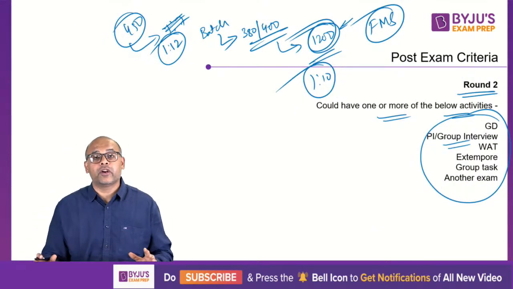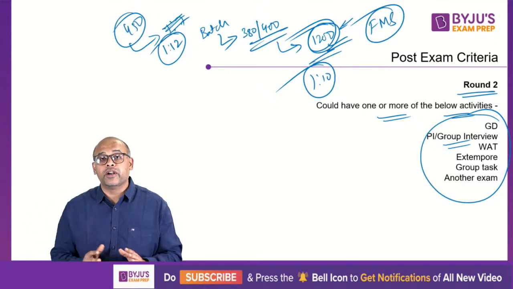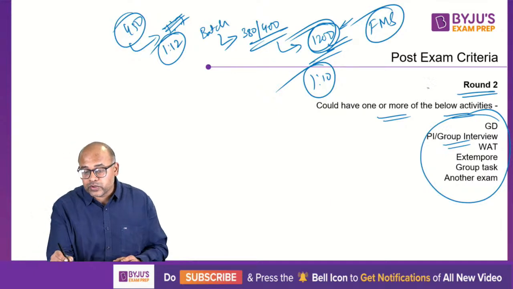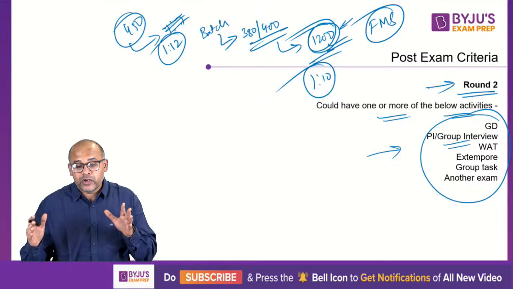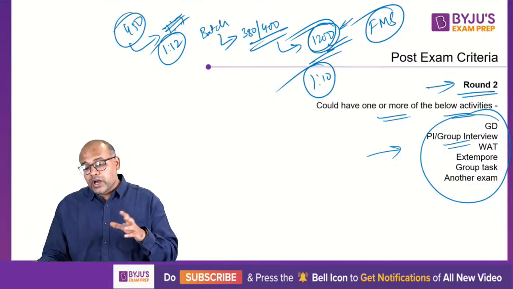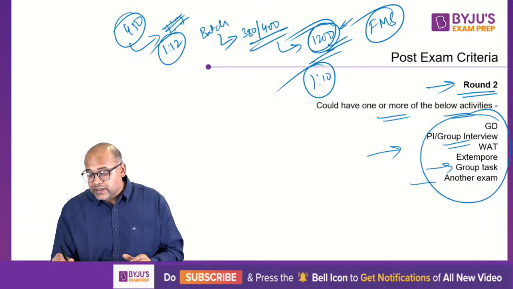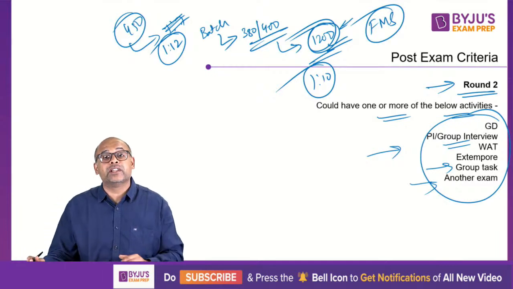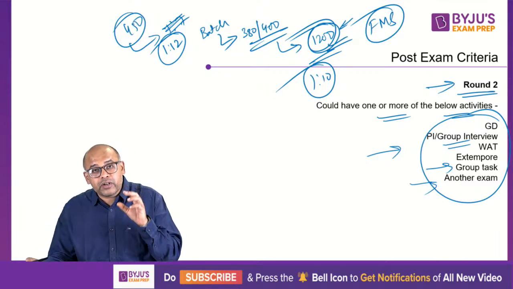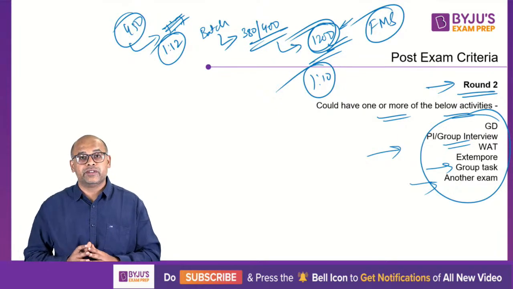So now we are at round 2. The top 1200 or 1000 or 4000 or 5000 people are called. Now these students will get into round 2. Round 2, as I said, will have your GDs, group interviews, WATs, personal interviews, extempore, and group tasks. Sometimes some colleges will have another exam also at this point. So round 2 is a combination of one or more of these.